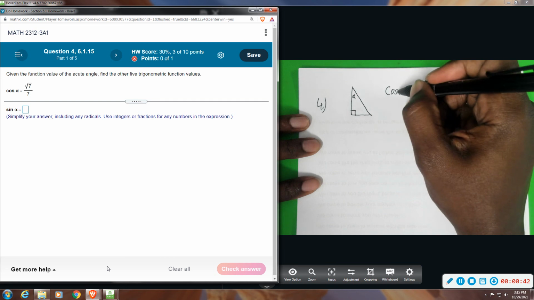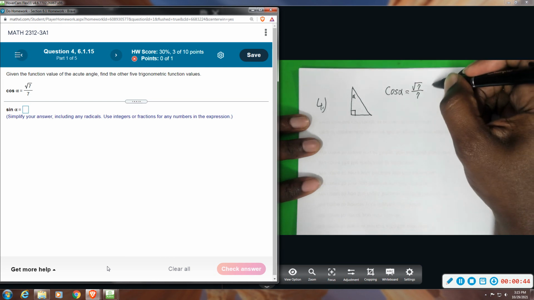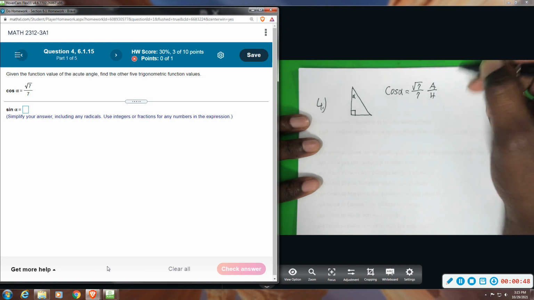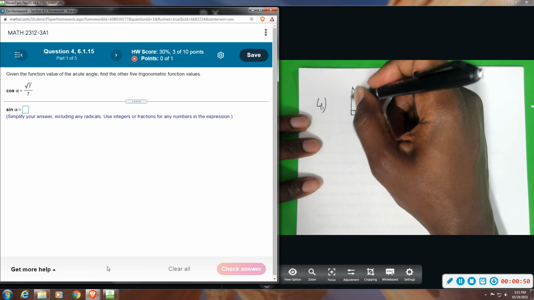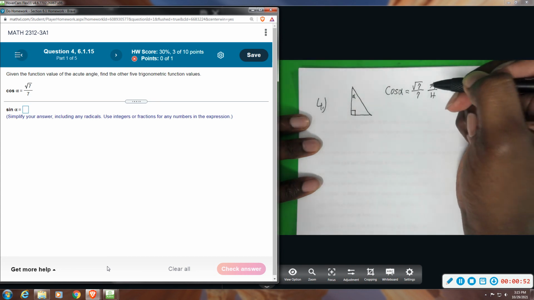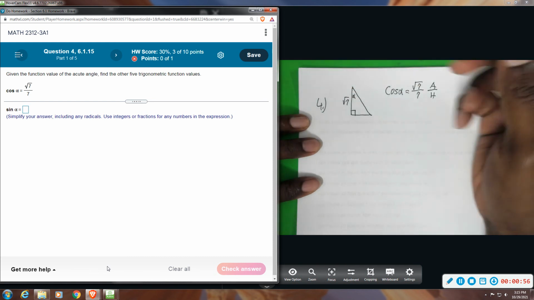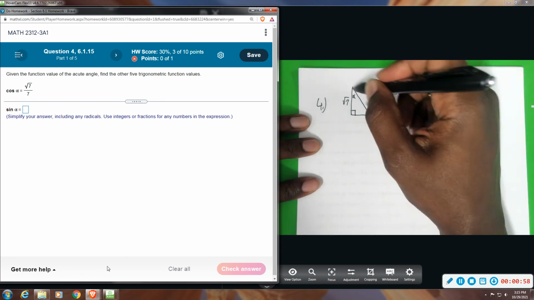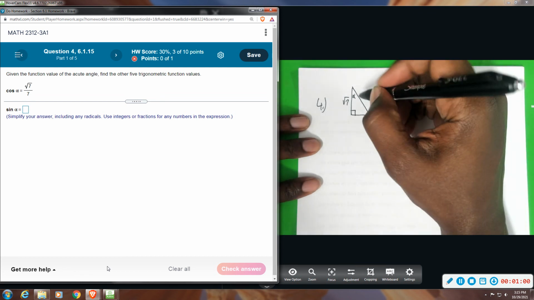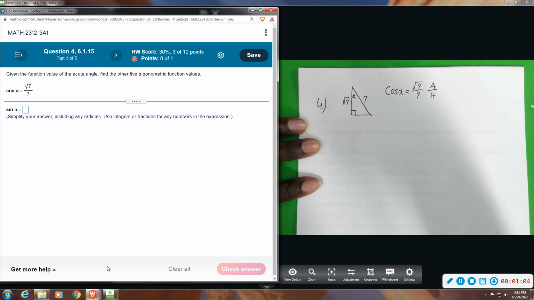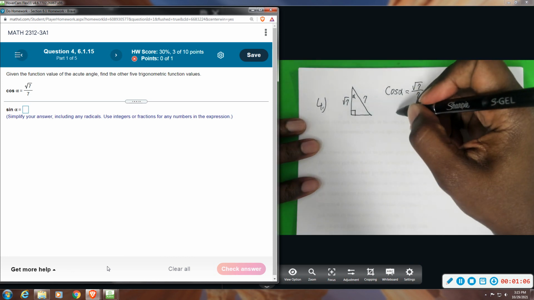Okay, so cosine is equal to adjacent over hypotenuse. So the adjacent side, the side that's touching it, is right here. So that's going to be the square root of 7. And then the hypotenuse is going to be the long diagonal side, which is going to be 7. So the side that's missing is here, one of the legs. So we're going to do Pythagorean's theorem.